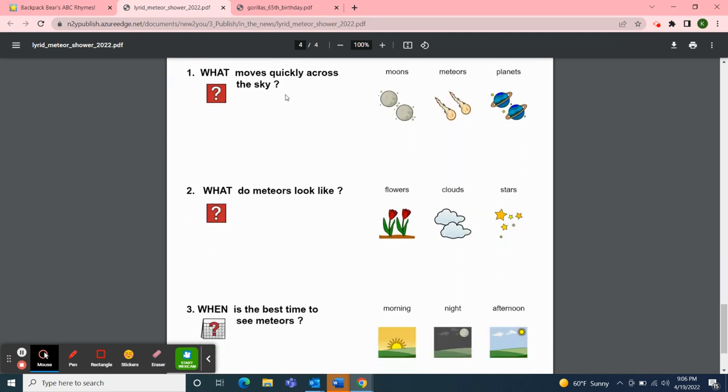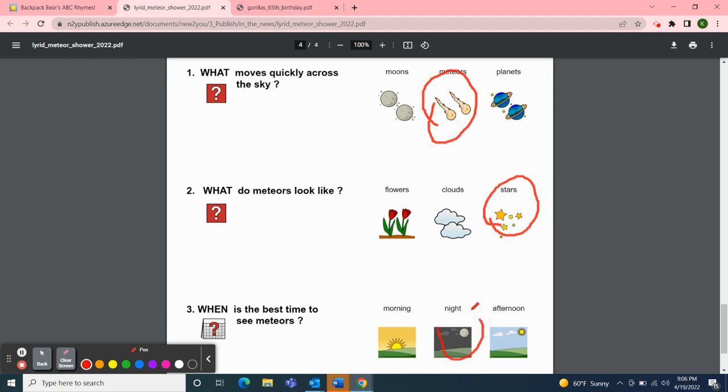Now for our review questions. Number one, what moves quickly across the sky? Moons, meteors, or planets? Well, meteors move quickly across the sky. Number two, what do meteors look like? Flowers, clouds, or stars? Well, meteors look like stars. And number three, when is the best time to see a meteor? In the morning, at night, or in the afternoon? Well, the best time to see a meteor is at night.